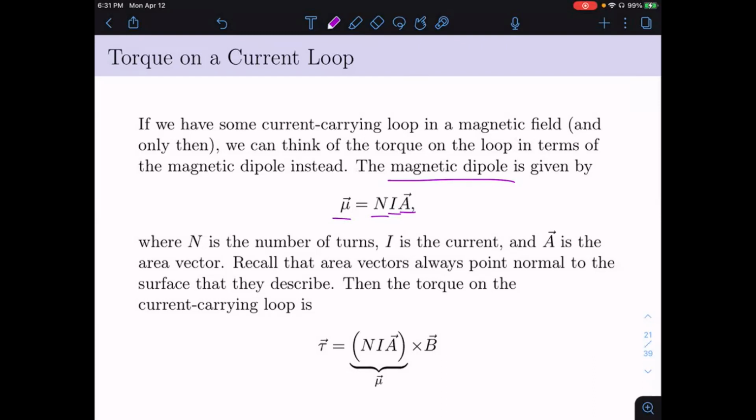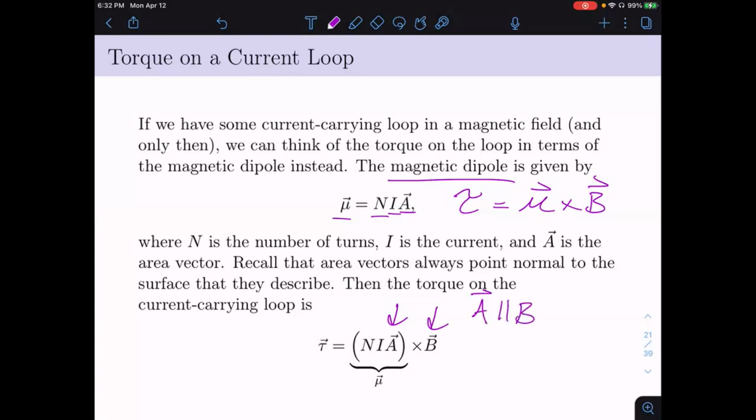Very different things. And if that's the case, well, I know that torque is just mu, the magnetic dipole moment, crossed with our B field. And more often than not, this is a much easier cross product to take than r cross F. Usually it's because this area vector and this B field vector are already perpendicular to each other.